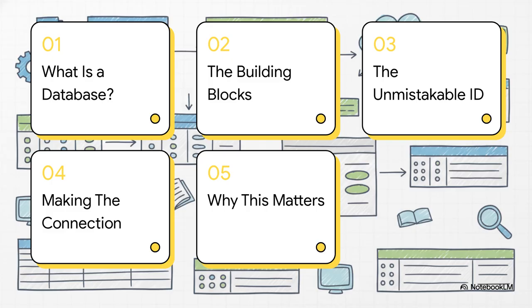All right, here's our game plan. First, we're going to cover what a relational database even is. Then, we'll break it down into its basic parts. After that, we'll look at how we solve a really common problem, making sure everything is unique. Then comes the fun part, connecting all the pieces. And finally, we'll see why this whole structure is just so important.